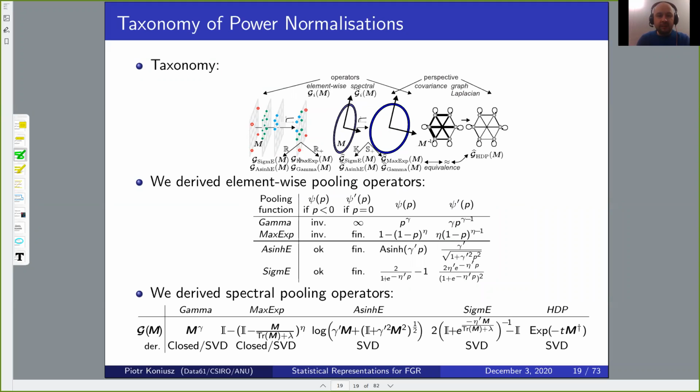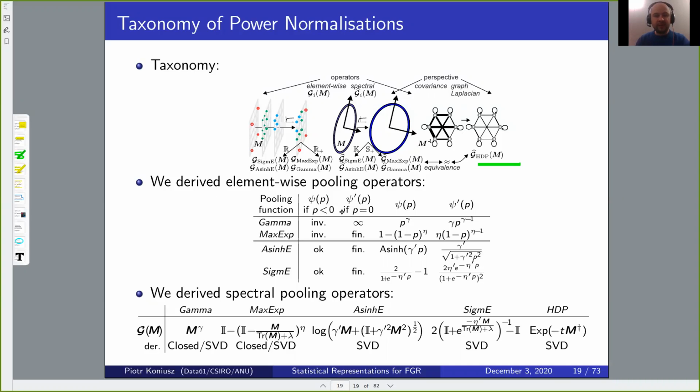Then for the element-wise operators, some of them operate on non-negative elements, but we extended the notion of power normalization to the positive-negative range. For the spectral operators, we extended it not only to symmetric semi-definite matrices, but also to indefinite matrices, so-called Krein spaces. And finally, we discovered a relation between power normalization of covariances and the heat diffusion process on graph Laplacians, and this is the key outcome of this work.